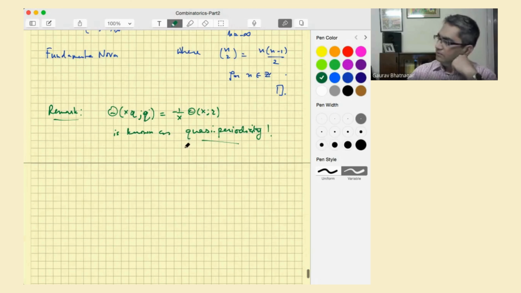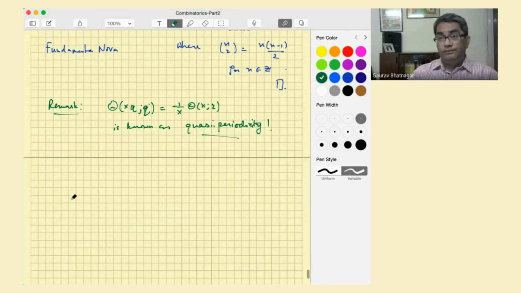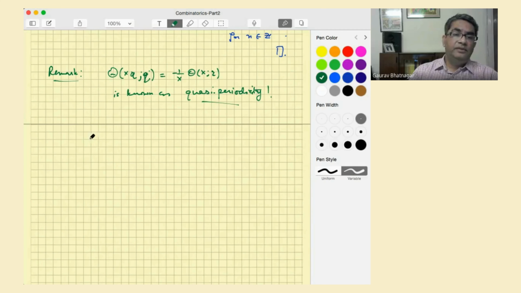So this is known as quasi periodicity, and let me take a minor trip again. You can stop listening if you don't want to. This is a diversion. So you have sine of x plus 2 pi equal to sine of x, right? This is known as periodicity.